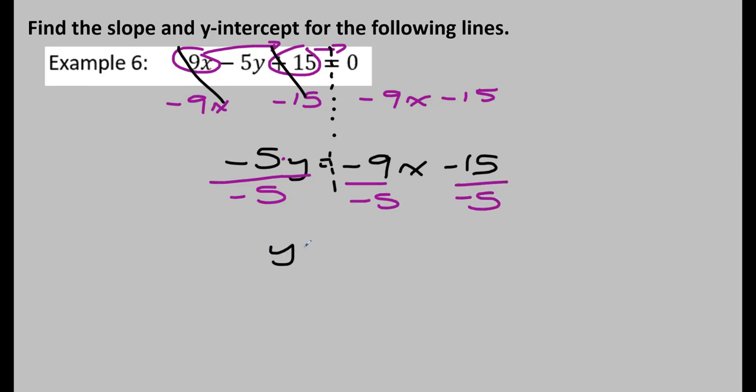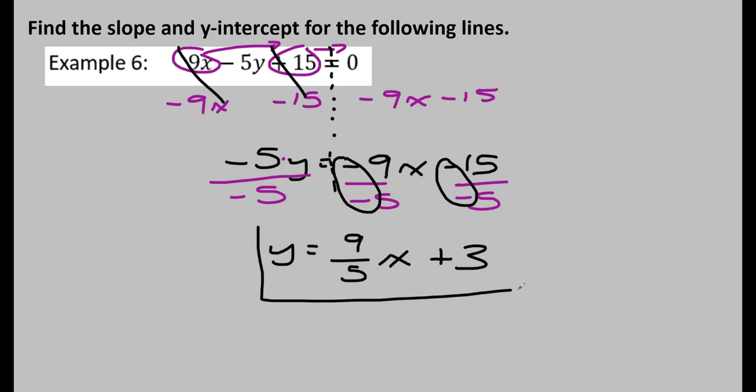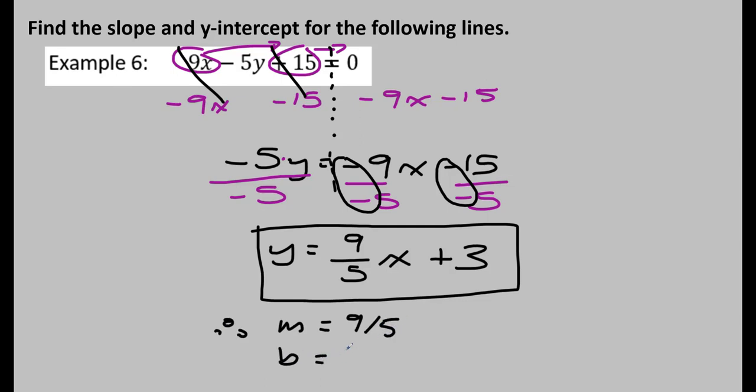So y is equal to, the two negatives cancel out to be positive, but 9 over 5 will stay a fraction because you're going to get a decimal. And then negative 15 divided by negative 5 would be positive 3. And this is my rearranged equation. So therefore, my slope is 9 over 5, and my b value is positive 3.